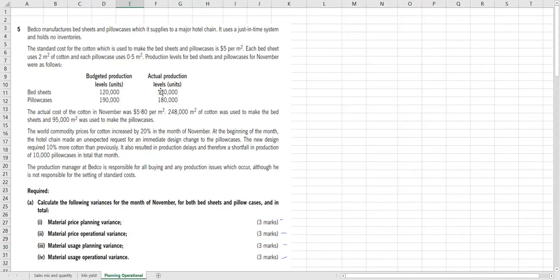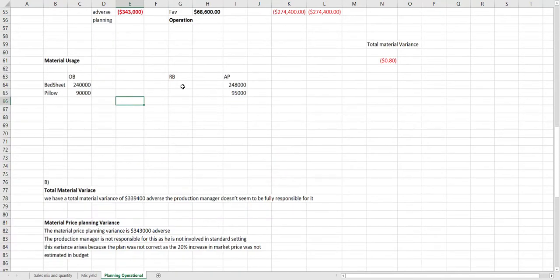If you look at the bed sheets, it is the same, but if you look at pillowcases, it has decreased. Okay, revised budget for bed sheets should be the same. There is no change. So I'm going to multiply by 100%, or you could just copy it. But pillowcases increased by 10%. The new design requires 10% more. Now if we see, we've actually consumed less in pillowcases and we've consumed more in bed sheets. Here 8,000 more, here about 4,000 less. Overall we have used more.